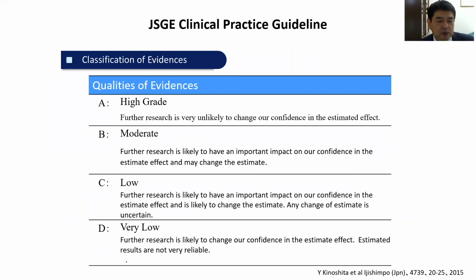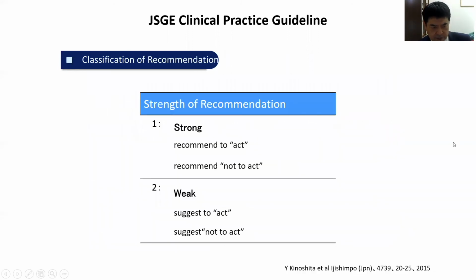And we have put in some classification of evidence. First, the quality of evidence from A, high grade, to D, very low. The description is written here. Also, we describe the classification of recommendation from strong to weak: strong recommendation to act, strong recommendation not to act, suggest to act, or suggest not to act.